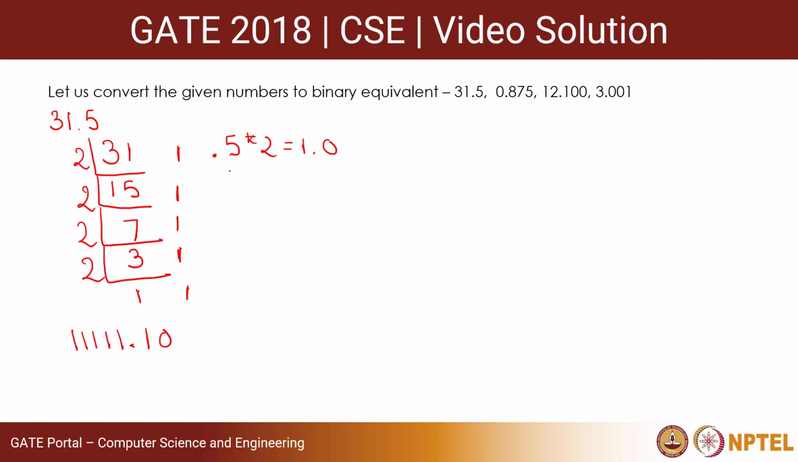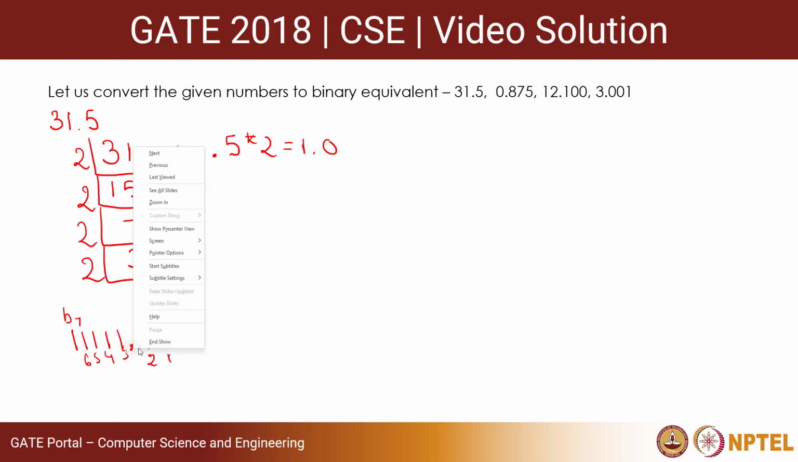Now in our question it said that B7 is the most significant bit: 7, 6, 5, 4, 3, 2, 1. As we can see, the binary point is between B3 and B2, and we are able to represent this number precisely using the representation that was given. So this is one of the numbers that we can represent using the number representation given.